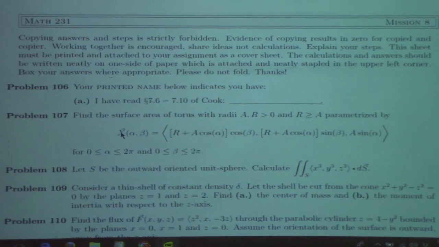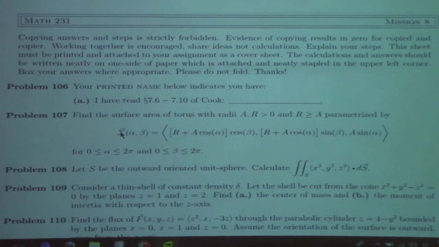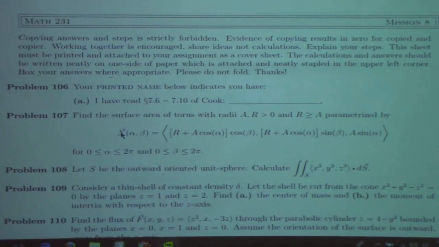I was thinking, what if it was the circumference of the outer circle times the circumference of the little circle? Wouldn't that make sense? If that was the answer, that'd be neat, right? So 2 pi r times 2 pi a. I don't remember if that's actually the answer or not, but it would be neat if it was.